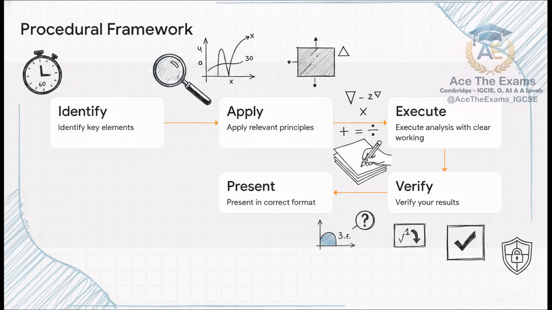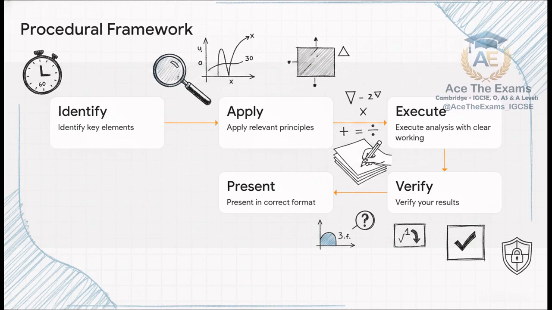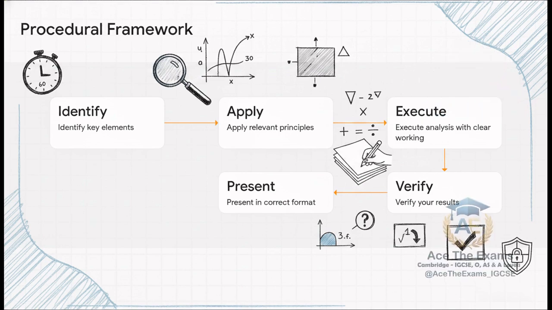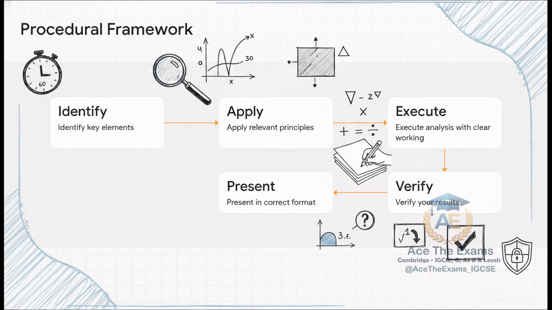Step 1, identify key elements. This means checking the axes, the units, and the scale. Step 2, apply relevant principles. This is where you decide, do I need to calculate an area here, or do I need to find a gradient? Step 3, execute analysis with clear working. Do not do it in your head. Lay out your numbers clearly on the page.